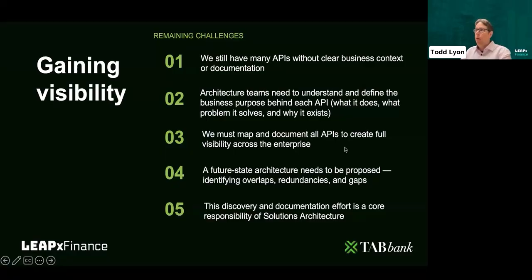We're still looking to map it out and document all our APIs and create a current state. And then we'd like for architecture to propose to us a future state. So kind of take that current state, where is there redundancy, where are we kind of missing, kind of what we're actually trying to accomplish, or where are we doing too much, right? Like where do we have too much bloat, too many unnecessary APIs? This discovery and documentation effort is a core responsibility of our solutions architecture team going into next year. And so we'll have them looking at that as we move forward.